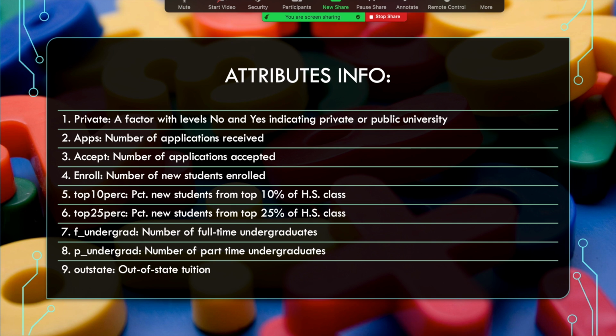So some different information about the attributes. There's different attributes such as private, which tells if it's a private or public university. There's accept, which says the number of applications that were accepted. There's enroll, which says the number of new students enrolled. There's top 25 percentage, which represents the number of new students from the top 25% of high school class. And there's outstate, which represents out-of-state tuition.